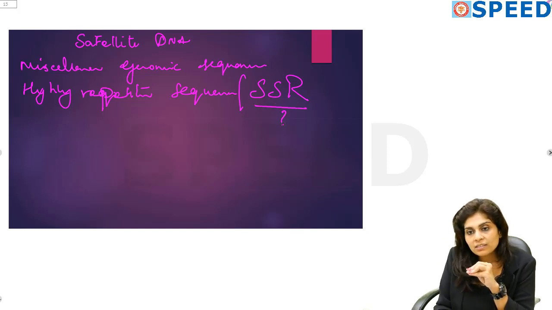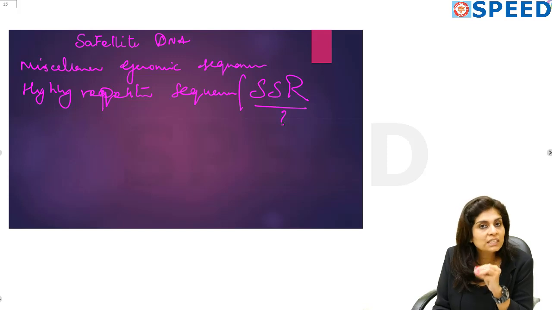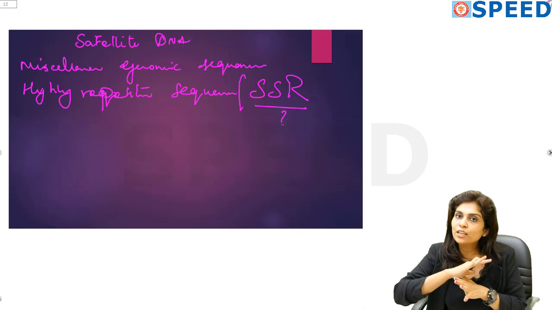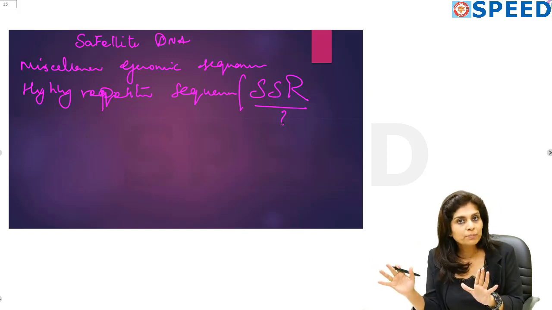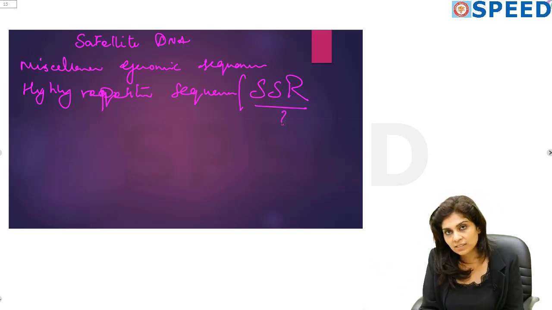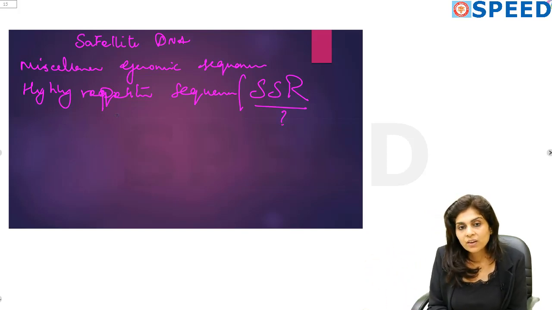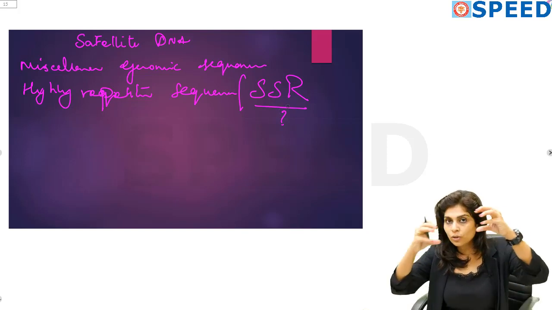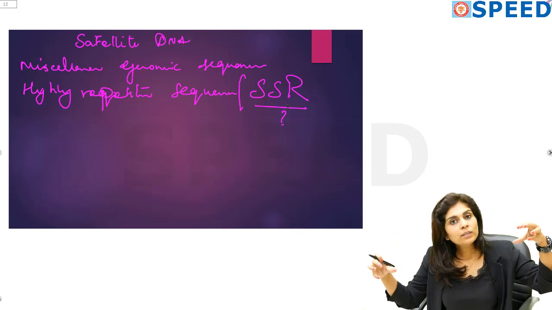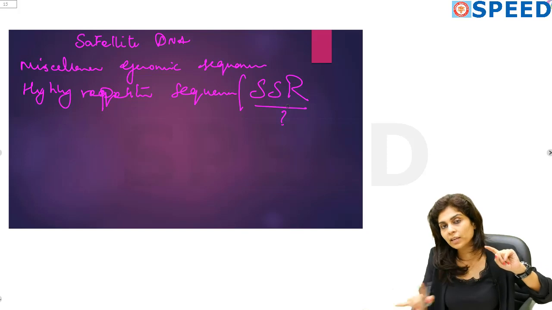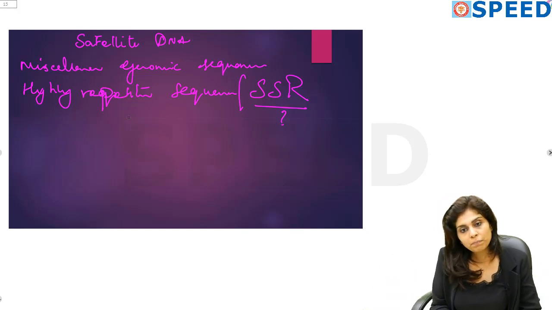So why are they called simple segment repeats? Just to tell you that they are simple segments which are just repeated, they carry no meaning. Which means they are totally non-coding sequences. That's why I said it comes under miscellaneous sequences. And why are they called highly repetitive sequences? Because if you take the whole human genome and count the number of times they are repeated in one human genome, it is repeated more than 10 power 6 times.